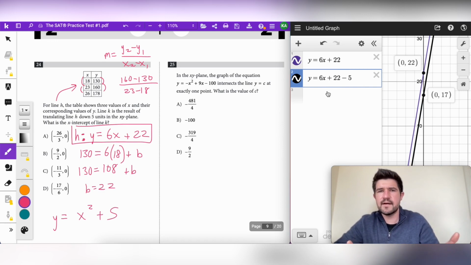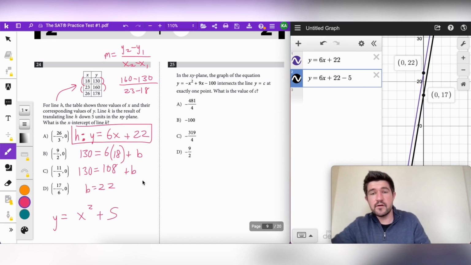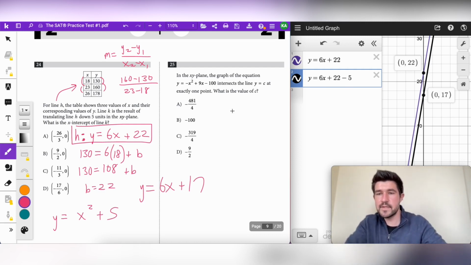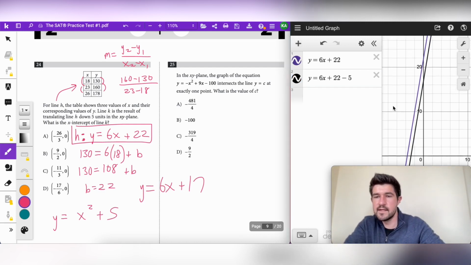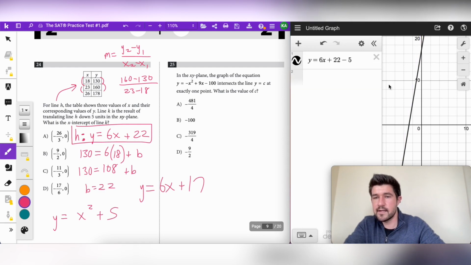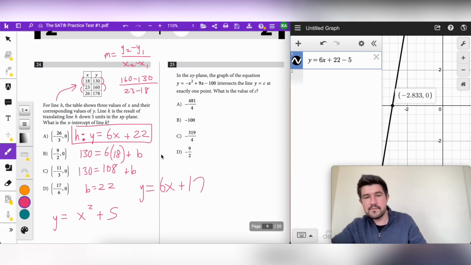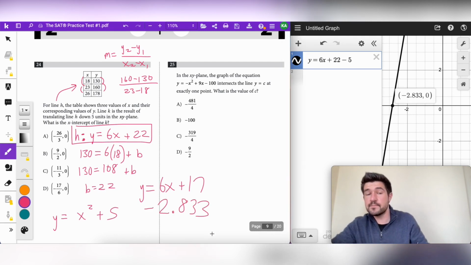But what do we do now to find the x-intercept? So we've got our new equation, y equals 6x, remember I said it's really plus 17. That's our equation, but we need the x-intercept. So I guess what we can do is go in Desmos. The black line is the one that we care about now. And we can zoom in and try to find where it crosses the x-axis. It's going to be at this number here, negative 2.833. So if I write that down, negative 2.833, that should be our answer.